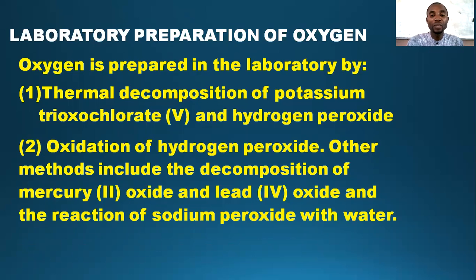We can also use oxidation of hydrogen peroxide. When hydrogen peroxide is being oxidized, oxygen will also be produced, or we can produce it through that. Other methods include the decomposition of mercury(II) oxide, lead(IV) oxide, and the reaction of sodium peroxide with water. These are the ways in which oxygen can be prepared in the laboratory.